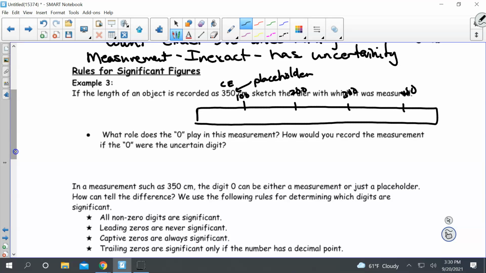So what is the role of the 0 in this measurement? Isn't this that placeholder? So it's just holding the place for the 1 position. How would you record the measurement if the 0 were the uncertain digit? So in other words, if 0 wasn't just a placeholder, you would record it like this, 350 with a decimal. This means when you do put the decimal there, because this one did not have a decimal in it, this is certain, and this is the estimated one. Okay, so the decimal signifies what is the estimated digit, how far.